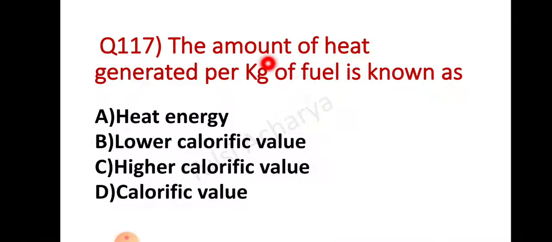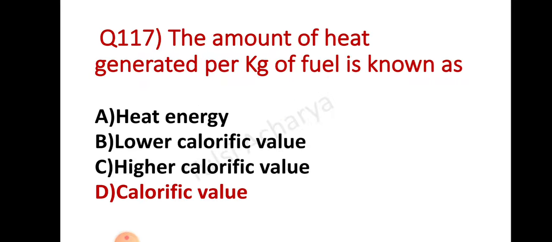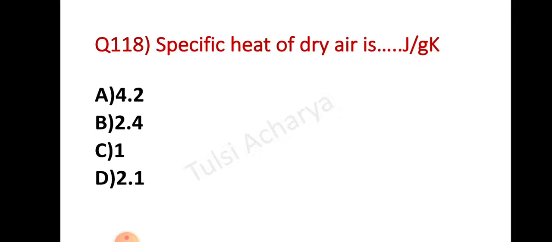Now let's move to question number 117. The amount of heat generated per kg of fuel is known as calorific value. Calorific value is the amount of heat generated per kg of fuel, option choice D. Now let's move to question number 118. Specific heat of dry air in joule per gram Kelvin is 1, that is option choice C.